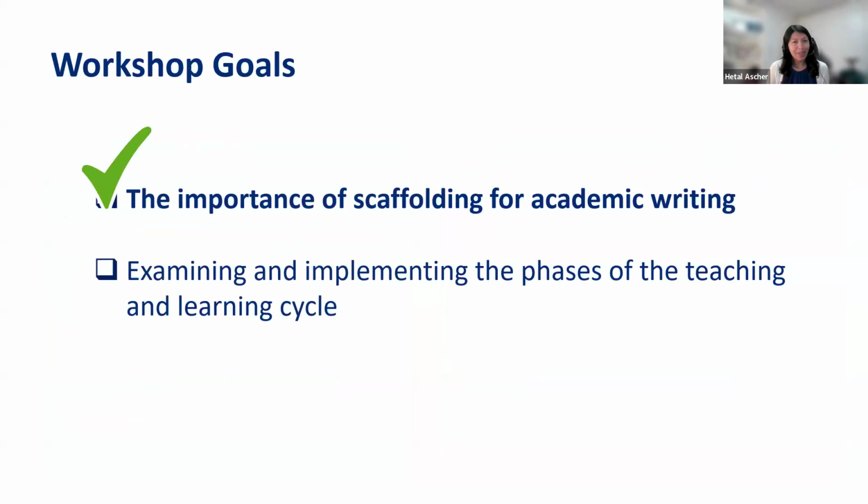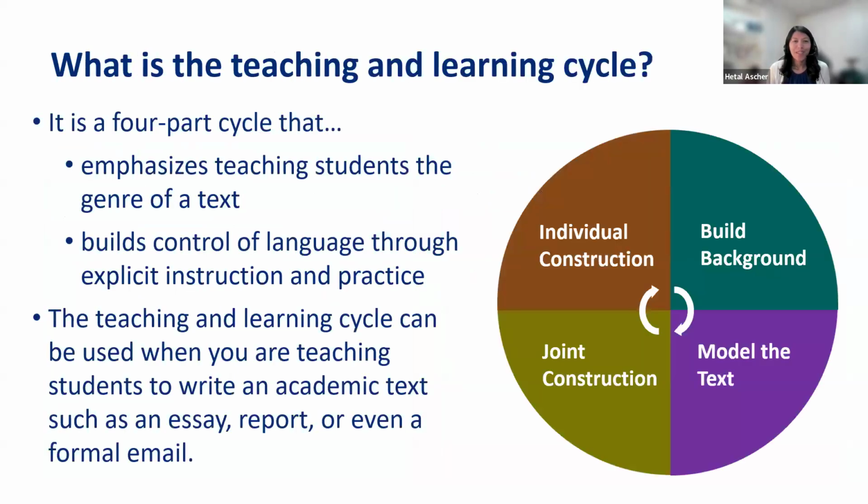All right, so now that we've talked about the importance of scaffolding for academic writing, we're going to dive into the teaching and learning cycle. So the teaching and learning cycle is a 4-part cycle, and it emphasizes teaching students the genre or the type of text. And it supports students to build control of their language through explicit teaching and practice. And you can use it anytime you're asking students to write an academic text, like a formal email or any type of essay or the text you mentioned in the activity at the start of this webinar.